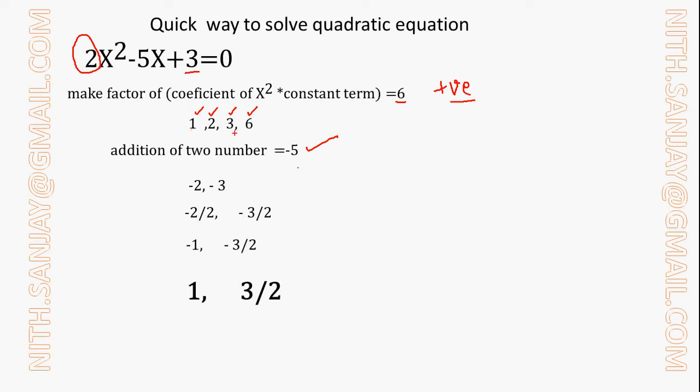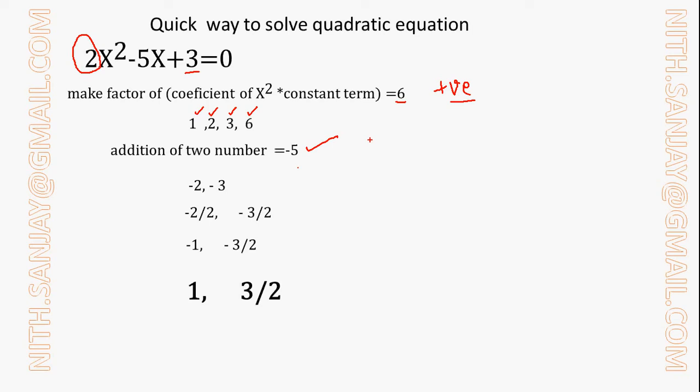I can take 1 and 2, but when I take 1 and 2 they will not add up to -5. Okay, and neither will their product come out to be 6. I can take 2 and 3. 2 and 3, their product is 6, that is fine, but their addition is not -5. So I have to take -2 and -3. Yeah, that is the correct option, because -2 and -3 will add up to -5.